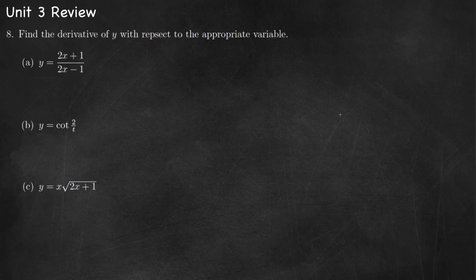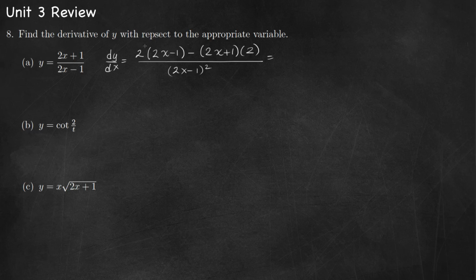Number 8, find the derivative of y with respect to the appropriate variable. So part A, we're going to find dy dx. And if you want to use the notation y prime, that's okay too. But I'm going to go with the Leibniz notation. So dy dx equals, we're going to use the quotient rule. So we take the derivative of the top, we multiply that by the bottom, minus the top times the derivative of the bottom, all over the bottom squared.